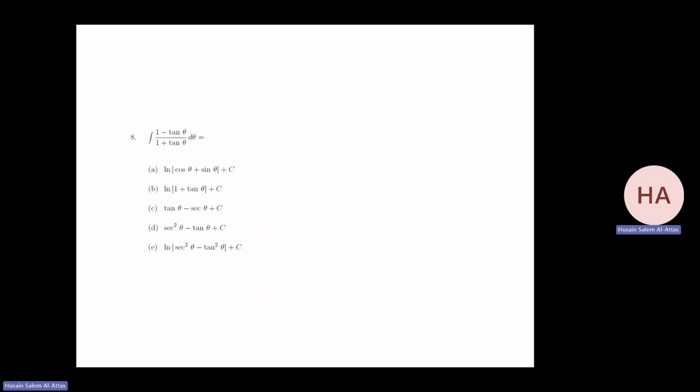Next: 1 minus tan theta over 1 plus tan theta. What I will do, I change everything into sine and cosine, and let us see what will happen. As I said, there is nothing new in this section, just a kind of review of what we did before. There are tricky things here and there. So I change everything into sine and cosine. That's the idea in this question.